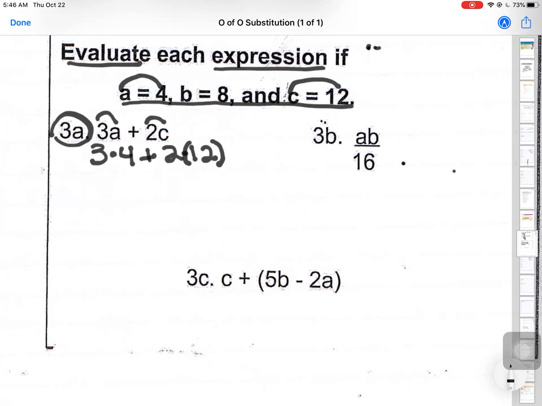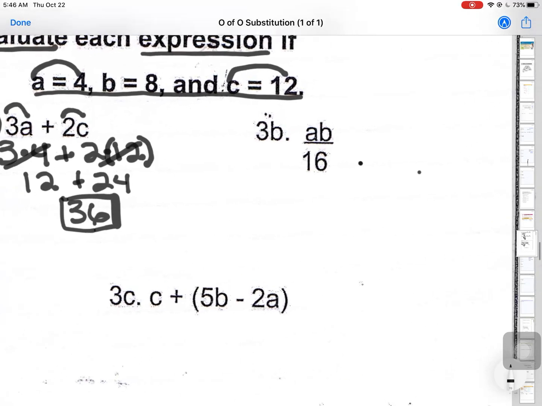Now we can undo our order of operations. 3 times 4 is 12. 2 times 12 is 24. Bring down my plus. 12 plus 24 is 36. Are you with me? Good job.